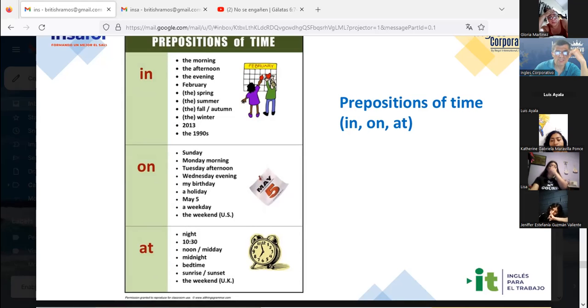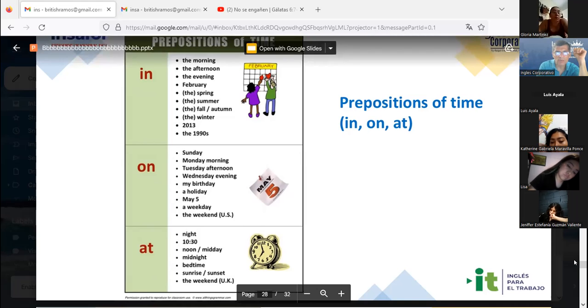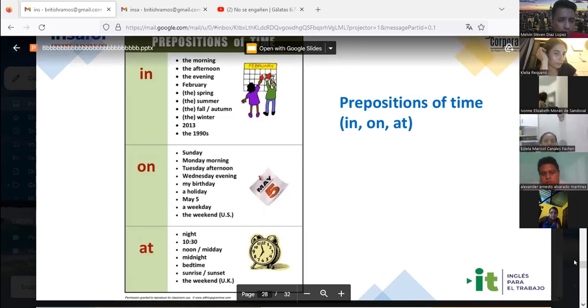At times. At noon. Why at noon? What time is noon? Noon is midday, at 12. At noon, because it's 12. At midnight, it's 12 but at night. Bedtime. Clelia, what time do you go to bed?